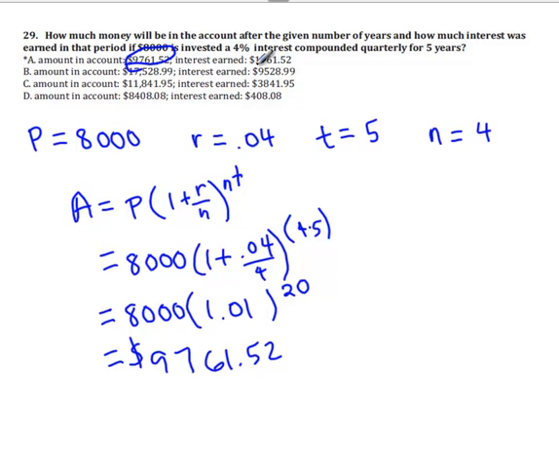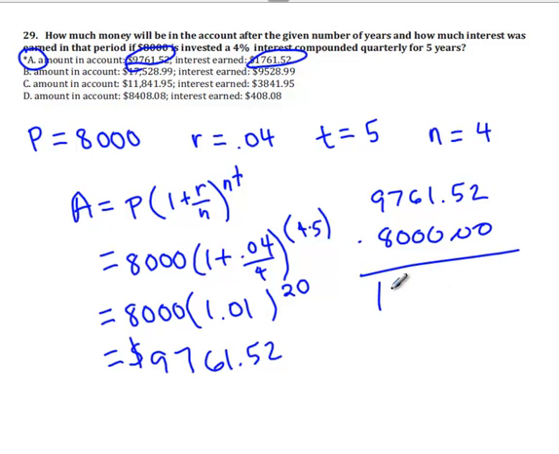But let's talk about how you get this interest earned, even though you can tell already that the choice is A. You would take your $9,761.52. You'd subtract your original investment of $8,000. That's where you get $1,761.52 as the interest that is earned on that money, that $8,000 invested for 5 years, compounded quarterly at 4% annual interest rate.